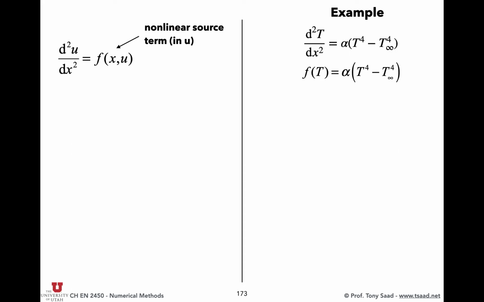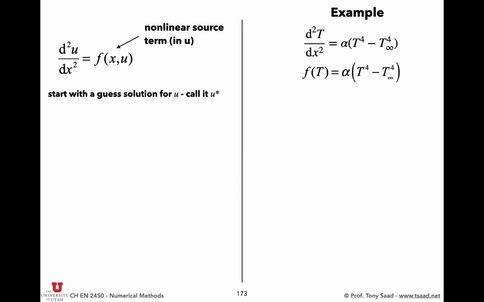On the right-hand side, I'm giving you a specific example. In this case, the nonlinear source term is alpha times t to the 4th minus t infinity to the 4th. Now, t infinity is a known quantity, so that's not the nonlinear term. The nonlinear term is t to the 4th, okay? It's nonlinear in t. All right, so the first thing we're going to do, we're going to start with a guess for the solution for u.